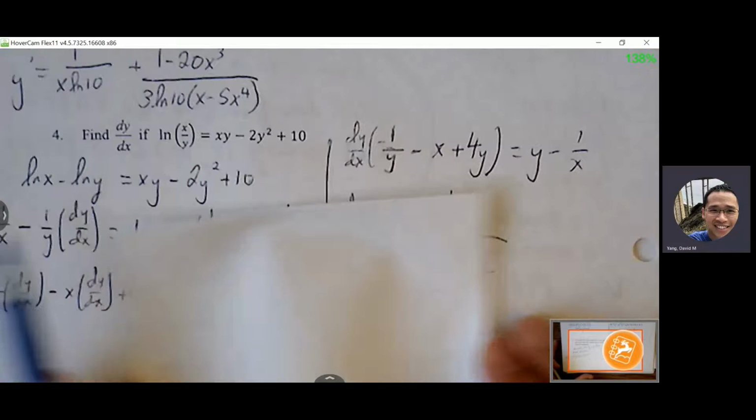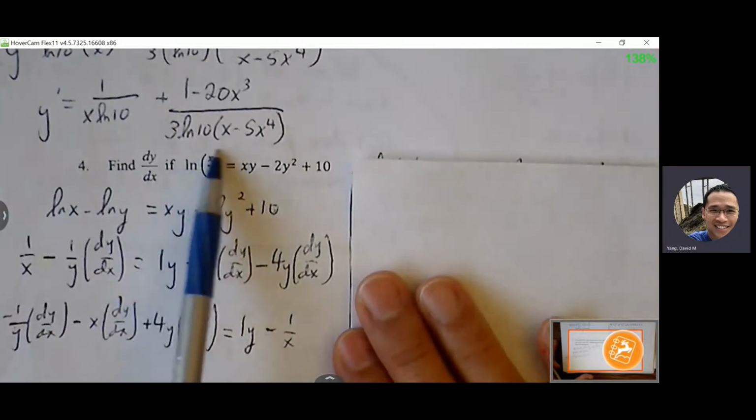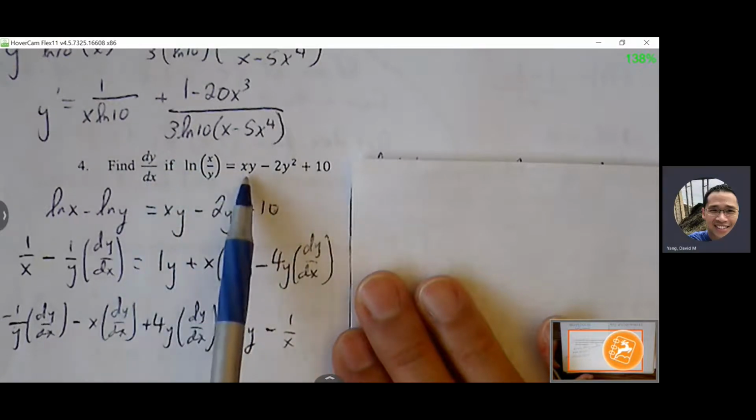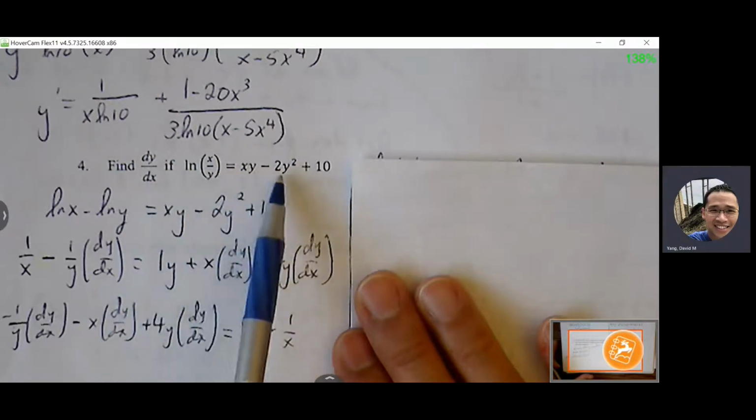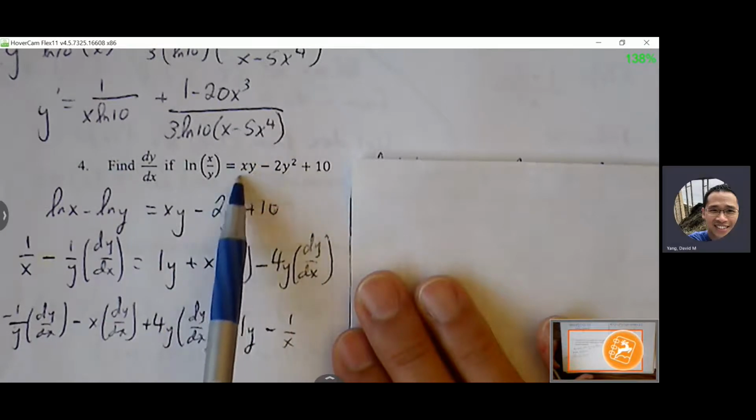Okay, number 4. A couple of things going on here. There's natural log of x over y, which is expandable. We have to expand. And then there's implicit differentiation going on, because you see y is all over the place. And then there's a hidden product rule here: f prime g plus f g prime, since x and y are being multiplied.